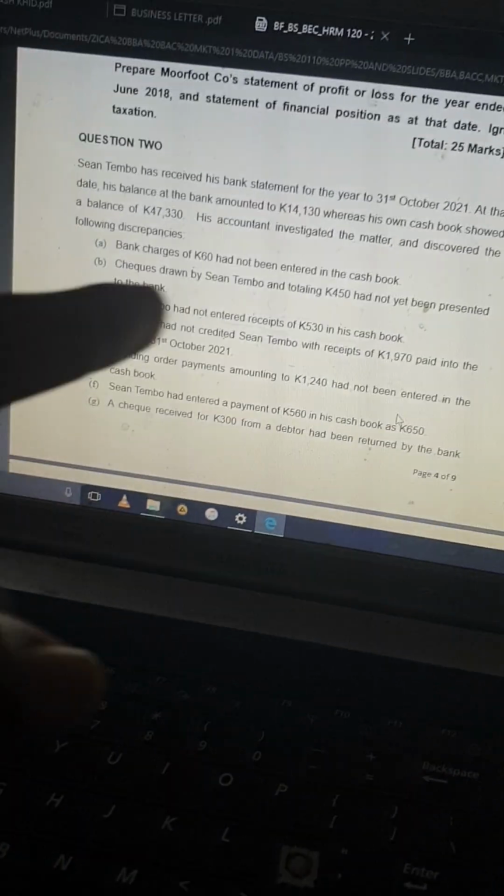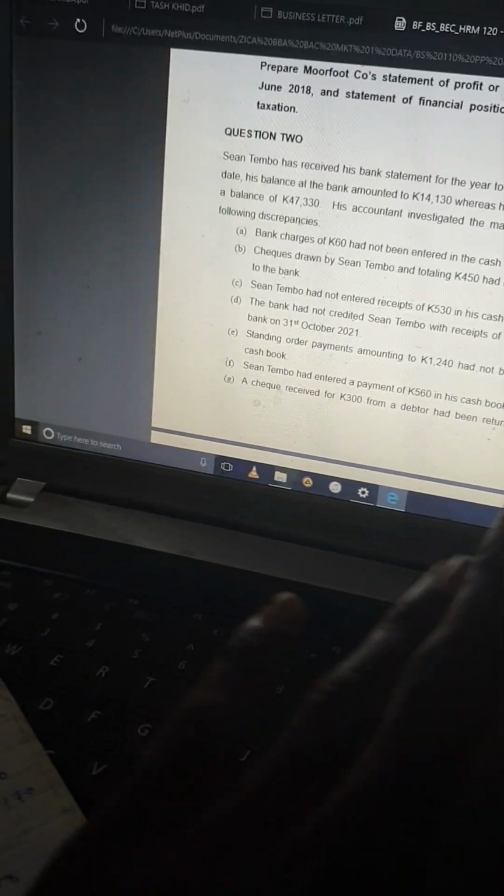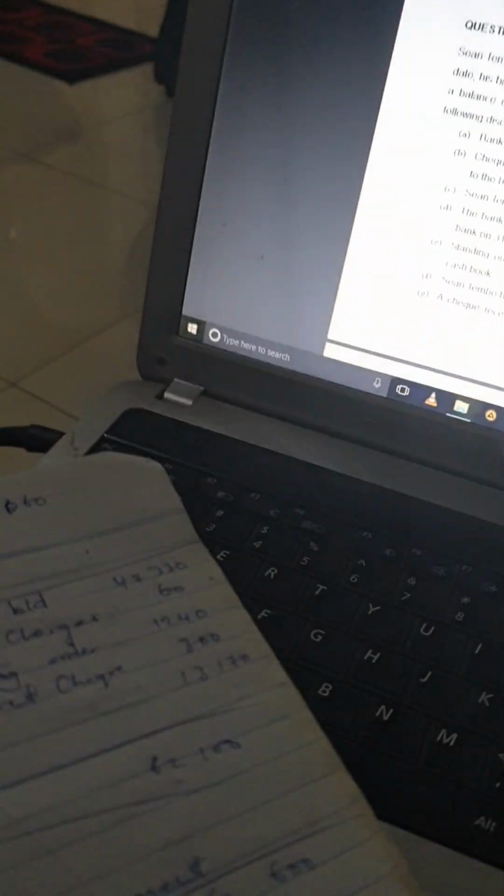So the balance at the bank was 14,130. Everything that we are doing was supposed to get us to 14,130, but now in his cash book there is a balance of 47,330. They are saying his accountant investigated the matter and discovered the following discrepancies.